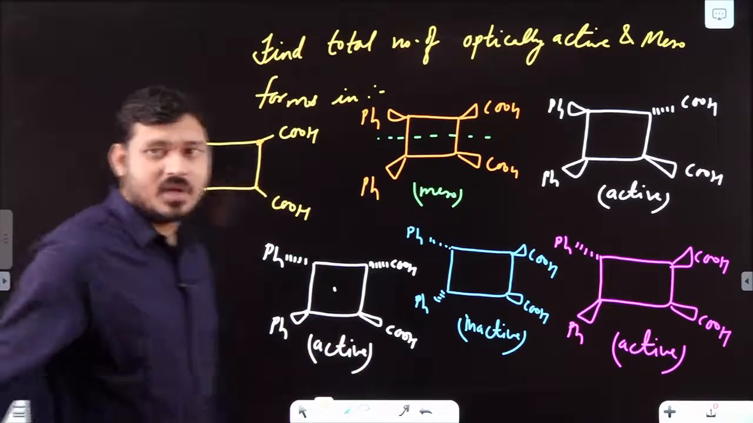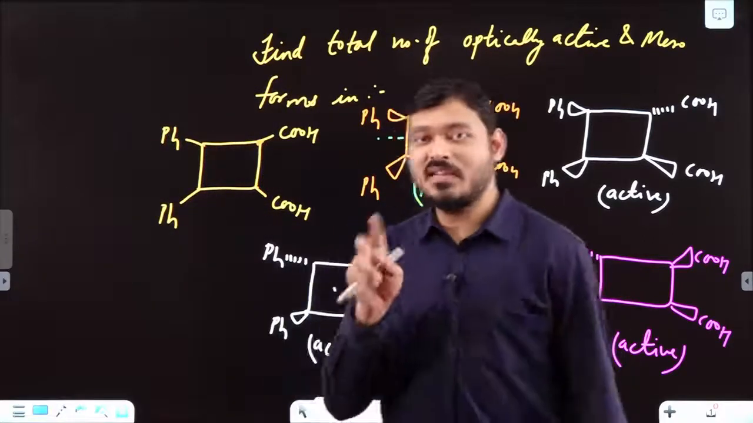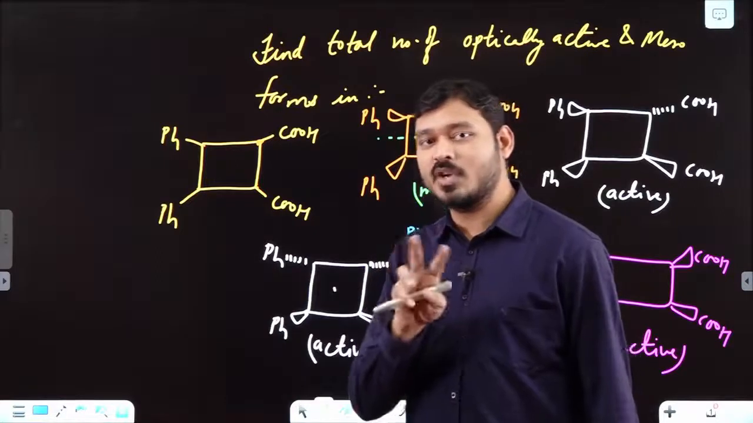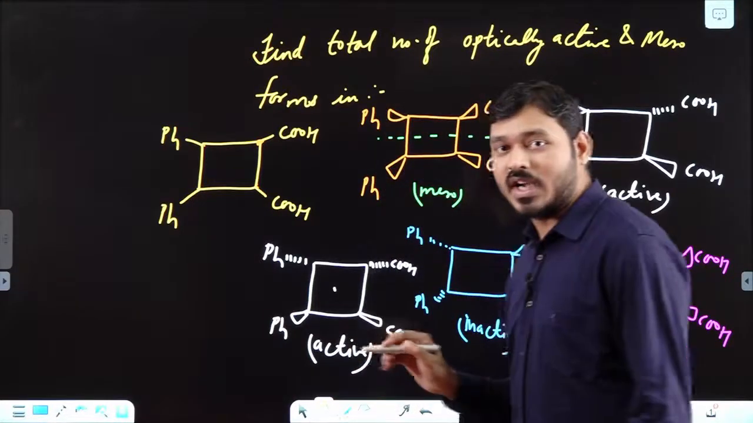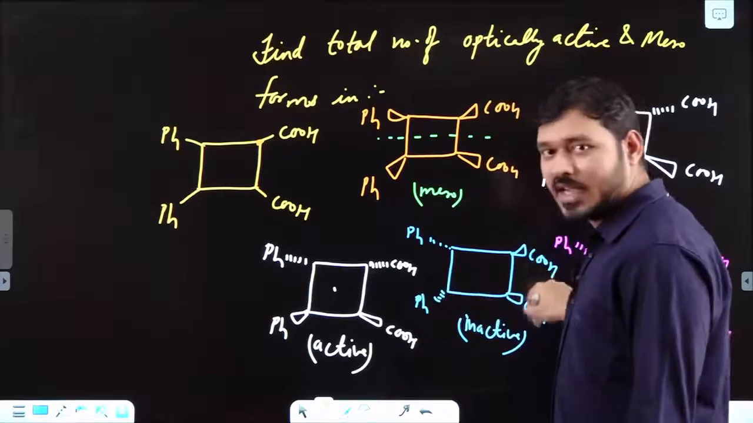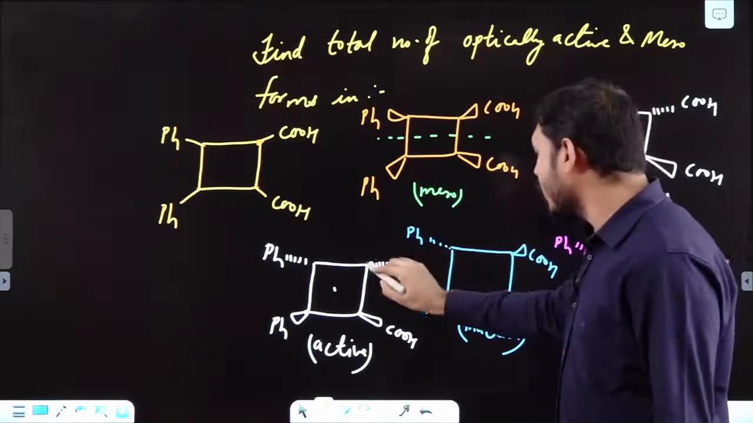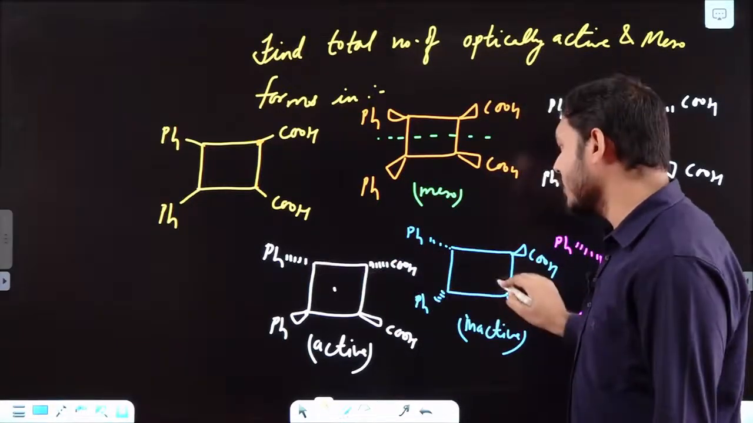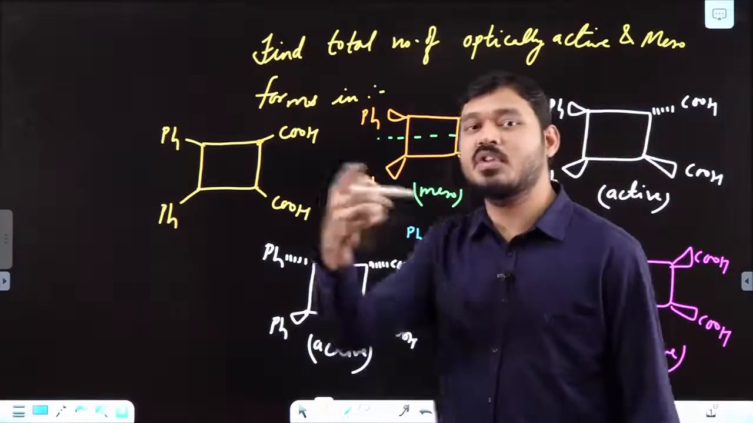Okay, now there is one more possibility in which way you can place the two groups on different sides. How? Here what I did, first I did both COOH on the same side, then what I did, this 1-2 position, here also 1-2 position on the same side. Now I am making 1-3 position on the same side.